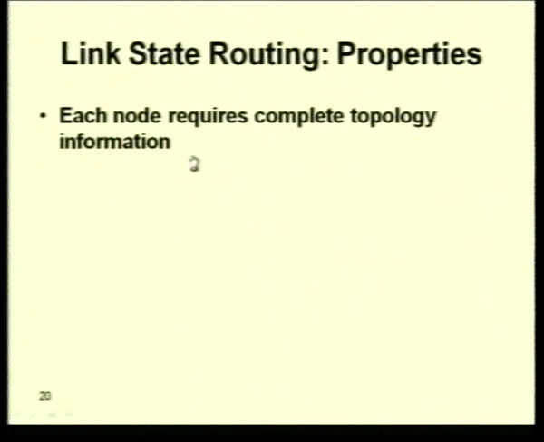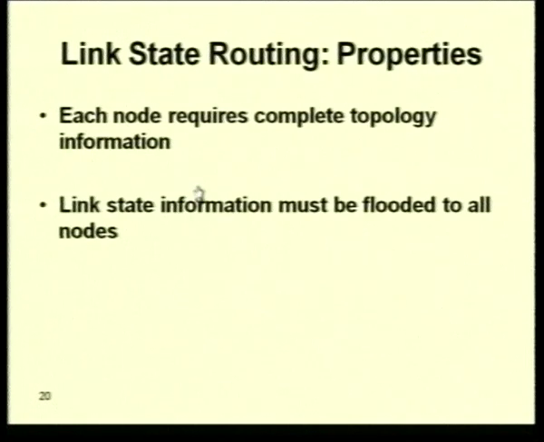So now let us look at how exactly this information is consolidated. Each node requires the complete topology information. So the link state information is flooded to all the nodes, because we said it has to be sent to all the nodes, it has to be flooded to all the nodes.